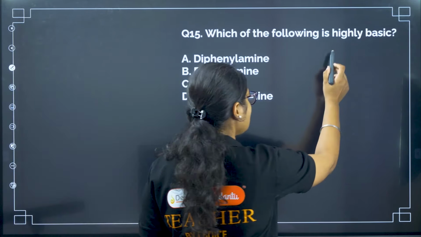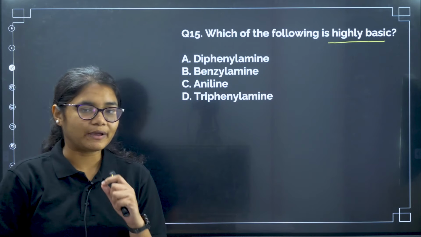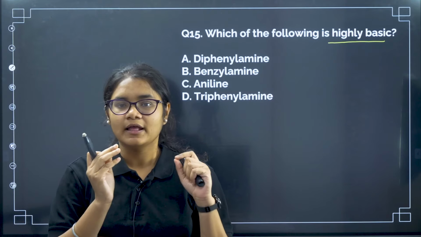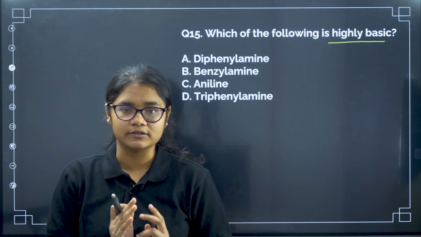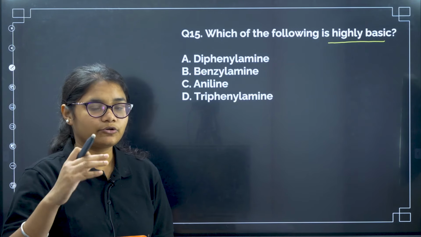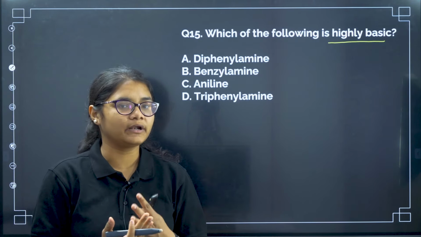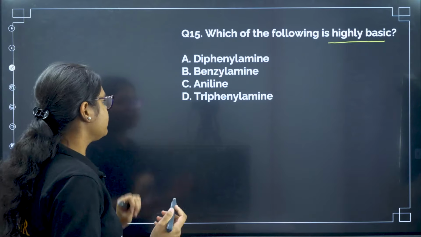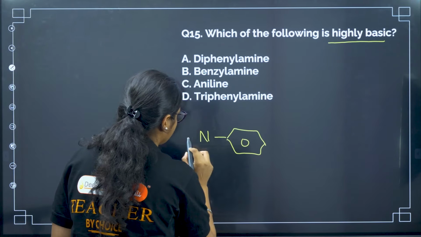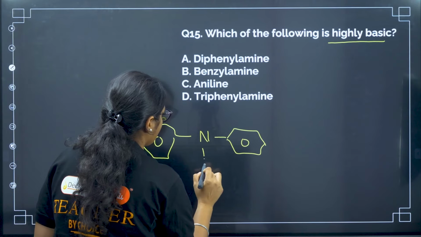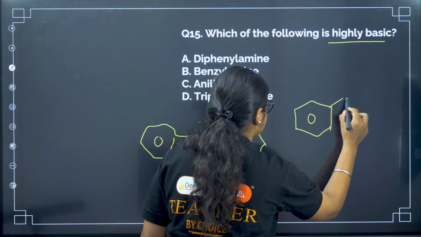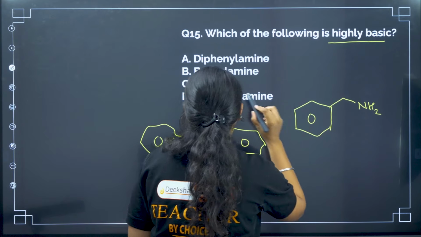Next, which of the following is highly basic? Questions on basicity and acidic order are very common. You will get many questions from there. So just prepare it properly, understand the concept behind it. Basicity means the tendency of the nitrogen to donate electrons. The more it can donate electrons, the more basic it will be. Now if you see the structure, we have diphenylamine, and then we have benzylamine, so benzylamine is C6H5CH2NH2.